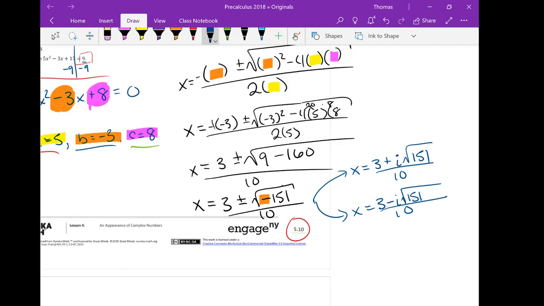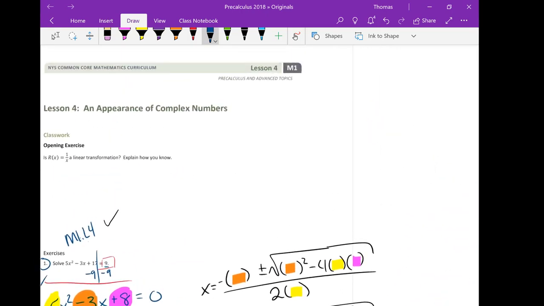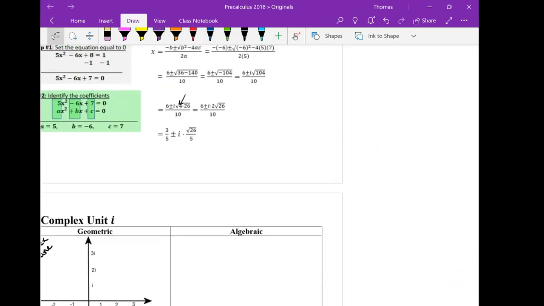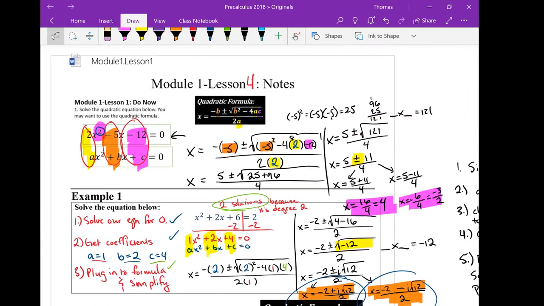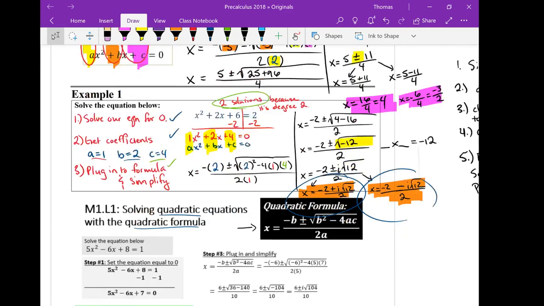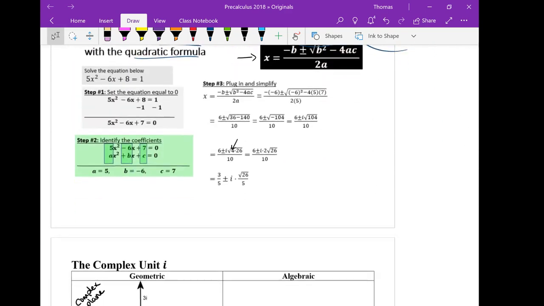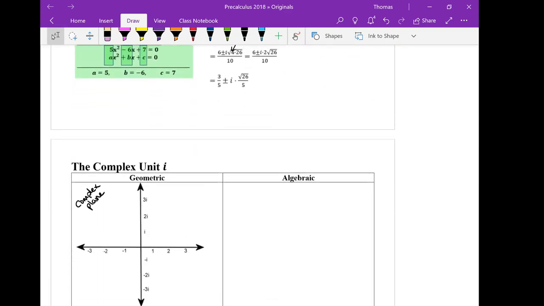This is one thing you'll have to be doing on your exit ticket for this lesson. So use this example, use the other 2 examples that we've done in the do now and in the walkthrough to help you prepare for that. And the next bit, we'll talk about what mathematicians know so far about the complex unit i and how we can start to show it both algebraically and geometrically.